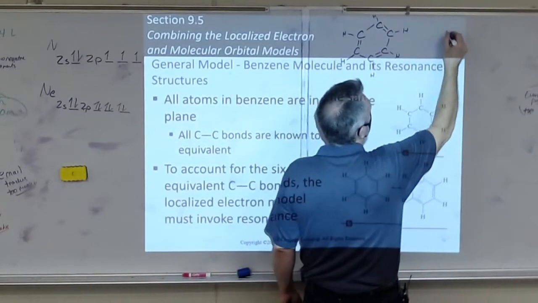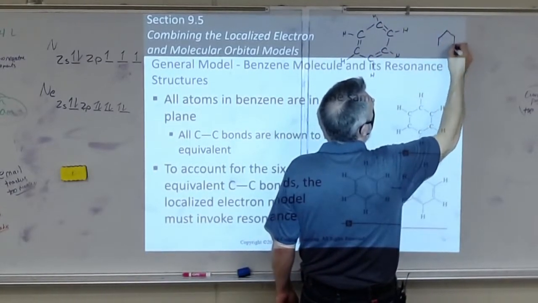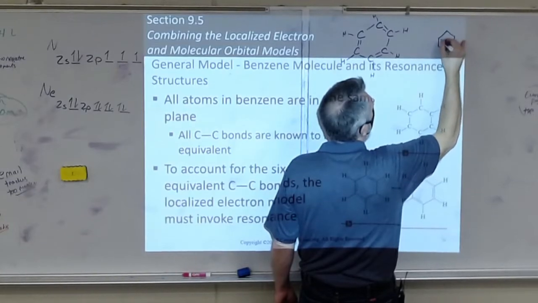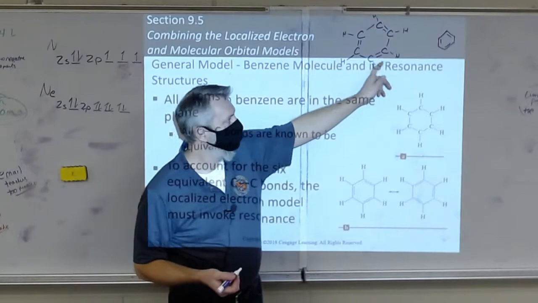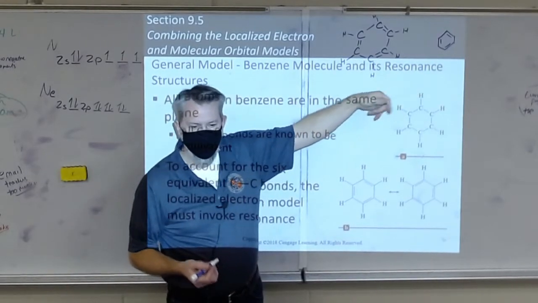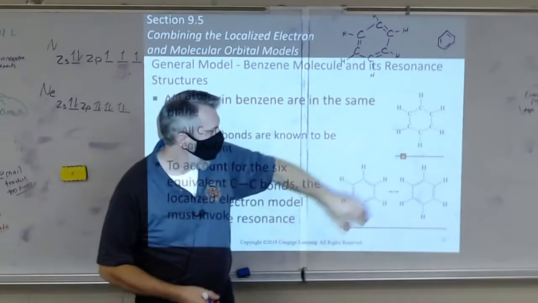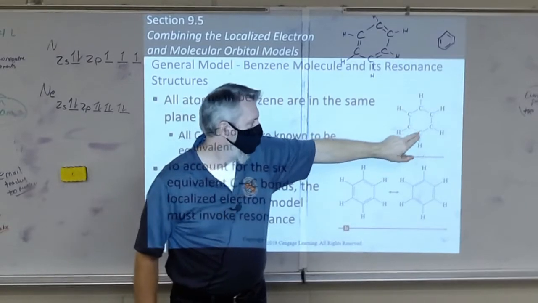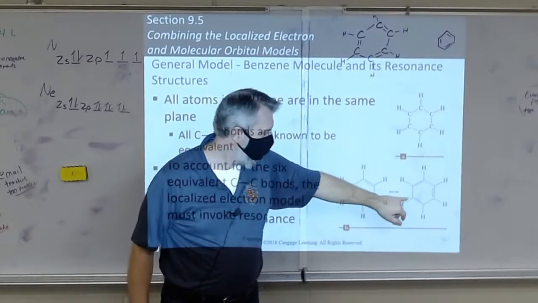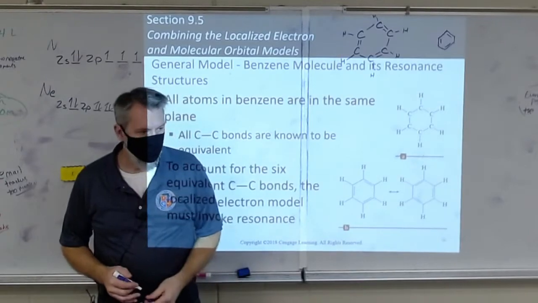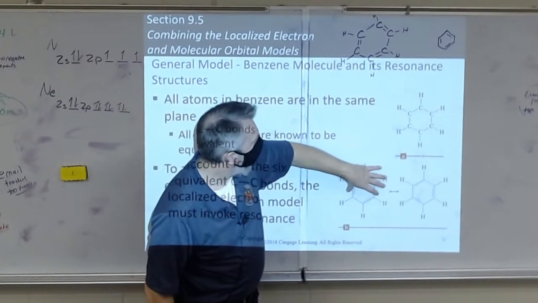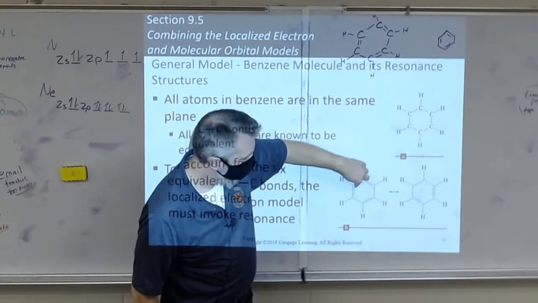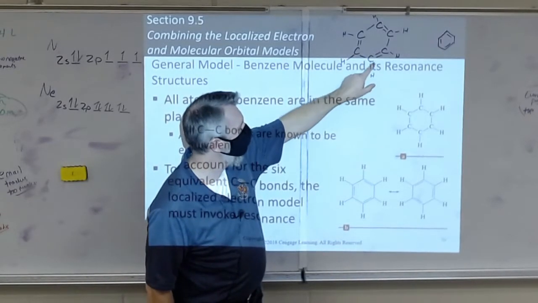And I can draw it like this too. Okay, you'll see it like that. This means the same thing. Now typically for your test, I think you're going to see them all like this. But you do need to understand, if it's just benzene, there's a resonance structure where each one of these bonds is like 1.5.